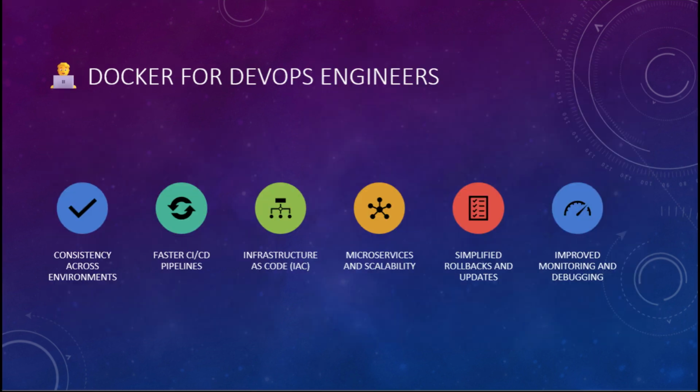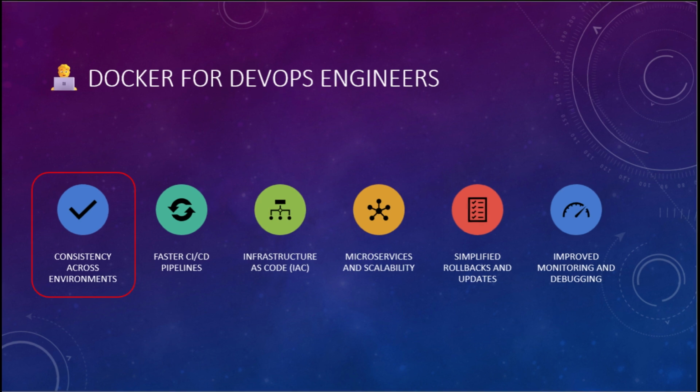So, why is Docker essential for DevOps engineering? Docker isn't just a development tool. It's a core technology in modern DevOps pipelines. Here's why it's important. Number 1. Consistency across environments. Developers, testers, and production teams all run the same container. No more "works on my machine" issues.